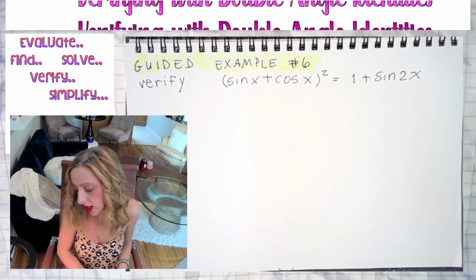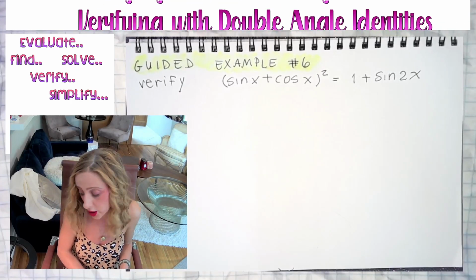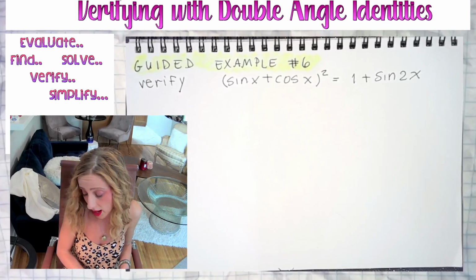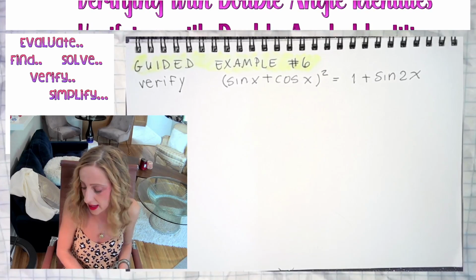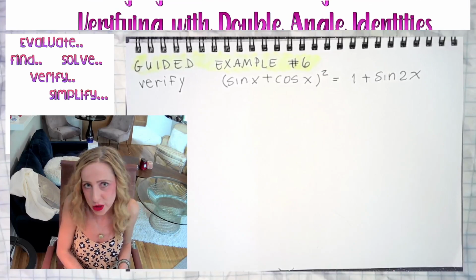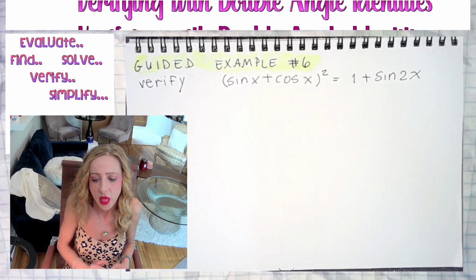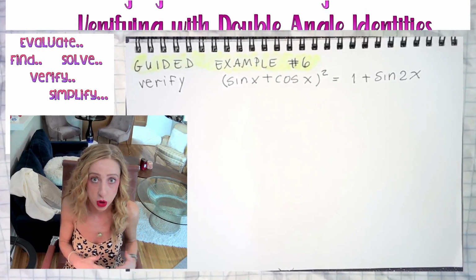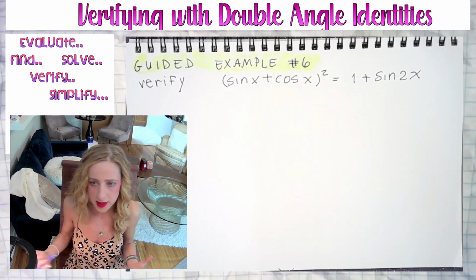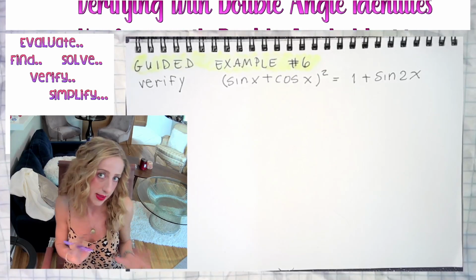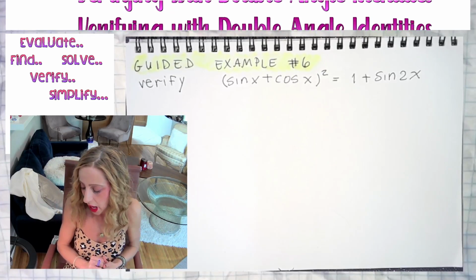Hey everybody, in this recording we are going to do the sixth and final guided example in a set relating to the use of the double angle identities. That doesn't mean that these 6 examples are the only style of examples that really exist. I just tried to give you a sample of a little bit of everything.